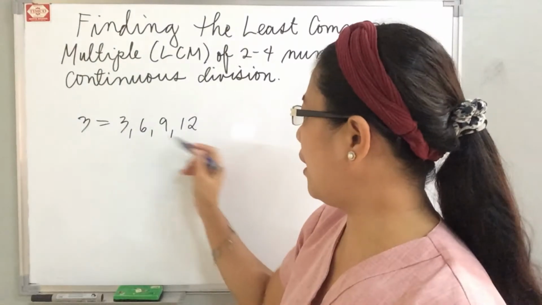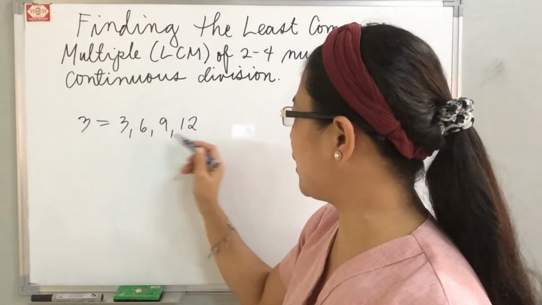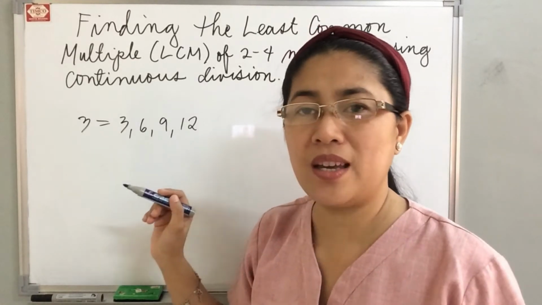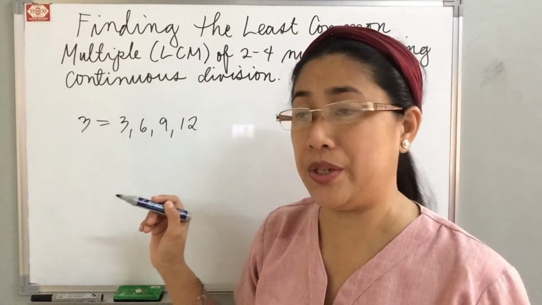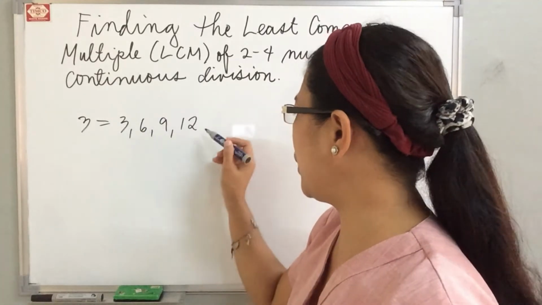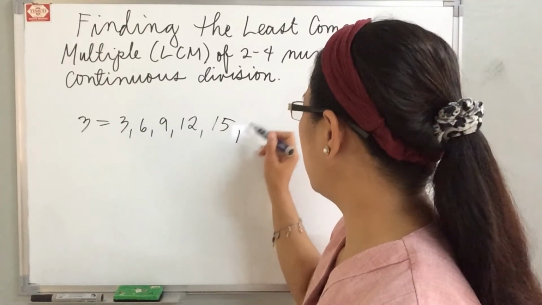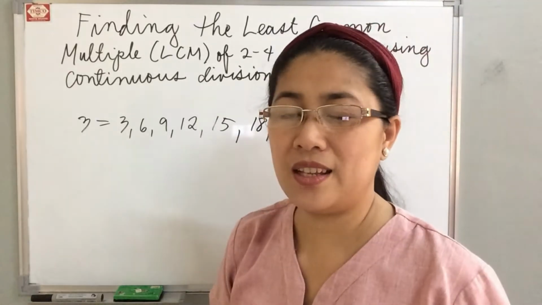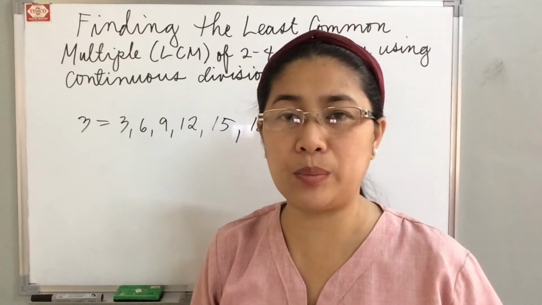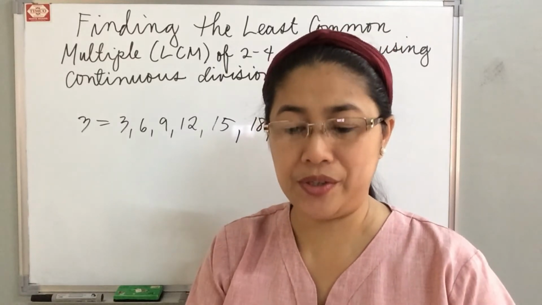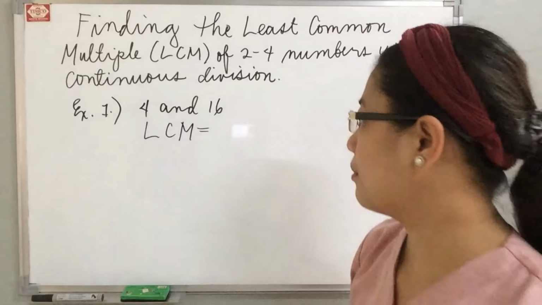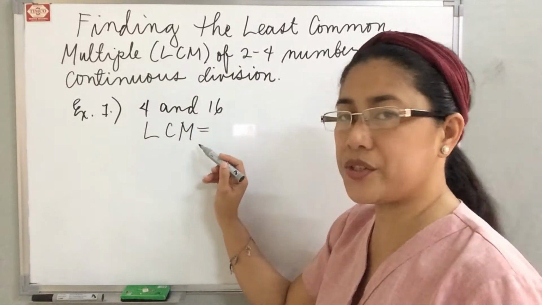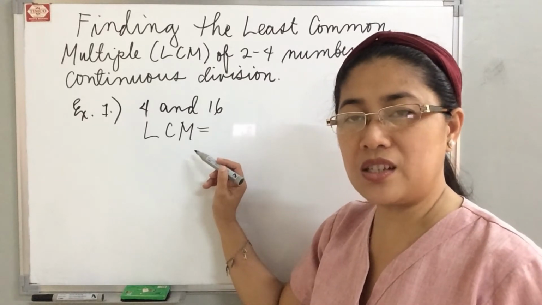So as you can see, and try to observe class, we have 3, 6, 9, 12. Multiples of a number can be determined by skip counting by that certain number. So we have 3, 6, 9, 12, 15, 18, 21, and so on. Now, let's go find the least common multiples of 2 to 4 numbers. We have here numbers 4 and 16. So we're going to get the least common multiples of these two numbers by using the continuous division.